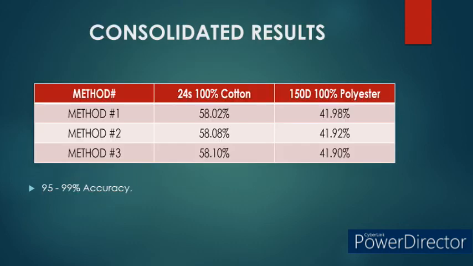Consolidated results. In method 1, we got 58.02% of 24's 100% cotton yarn and 41.98% of 150 denier 100% polyester yarn. In method 2, we got 58.08% of 24's 100% cotton yarn and 41.92% of 150 denier 100% polyester yarn. In method 3, we got 58.10% of 24's 100% cotton yarn and 41.90% of 150 denier 100% polyester yarn.